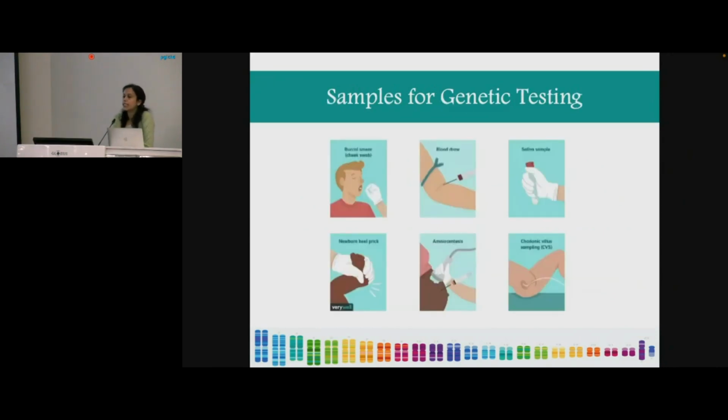After taking the consent, the sample for genetic testing can be collected. The method of sampling depends on the type of genetic test you want to go ahead with. For example, the simplest is the cheek swab. It can be saliva. Most popular is peripheral blood. And in the case of newborn, the newborn heel prick sample, which is taken on filter paper, can be used for further testing.